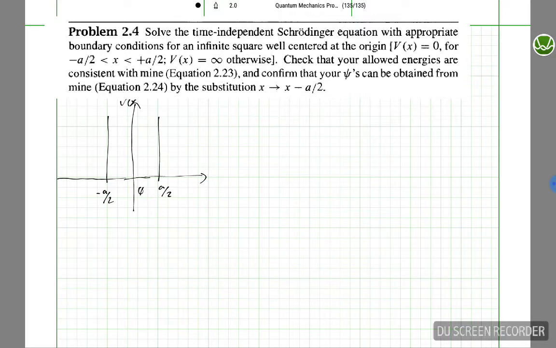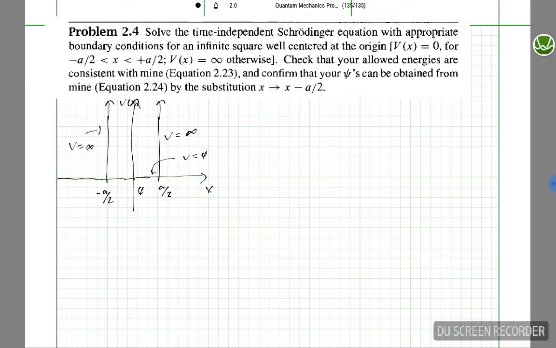So here's our potential as a function of x, and now instead of our potential well starting at 0 and going to a, now our potential well is centered around the origin, and it goes from negative a halves to positive a halves. And these boundaries are where the potential goes to infinity. Inside the square well, our potential is equal to 0.